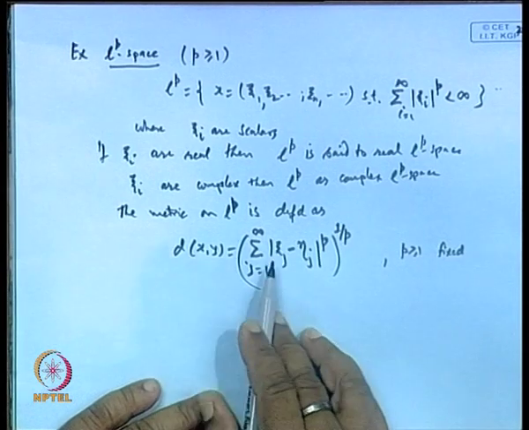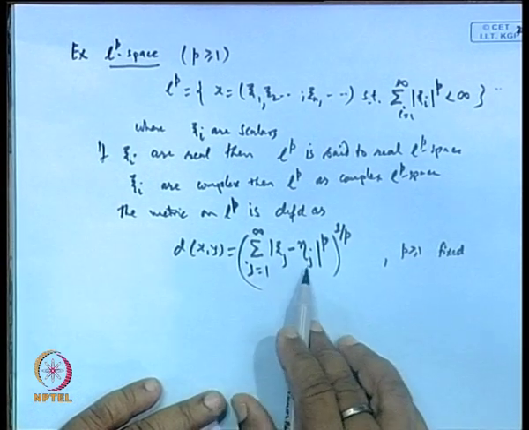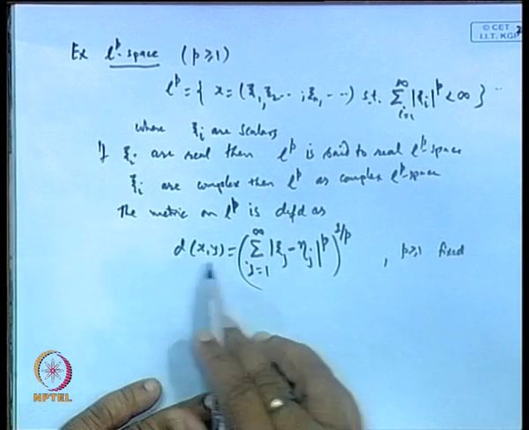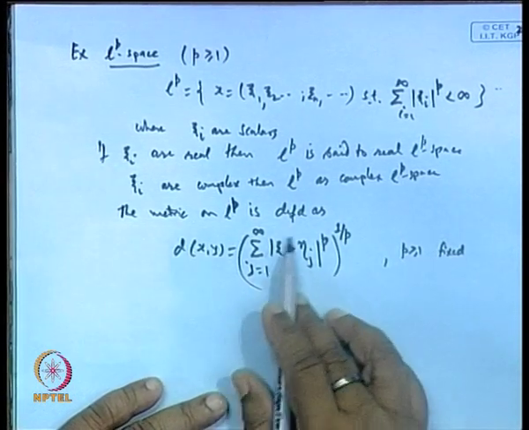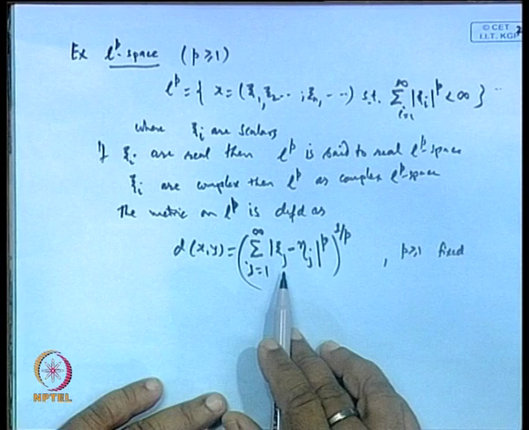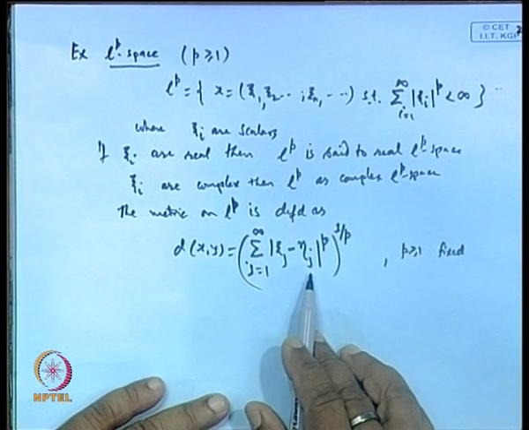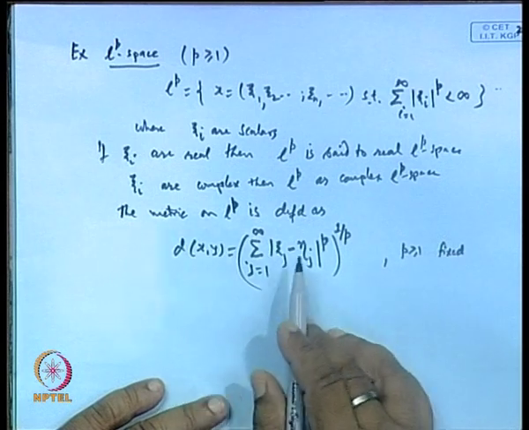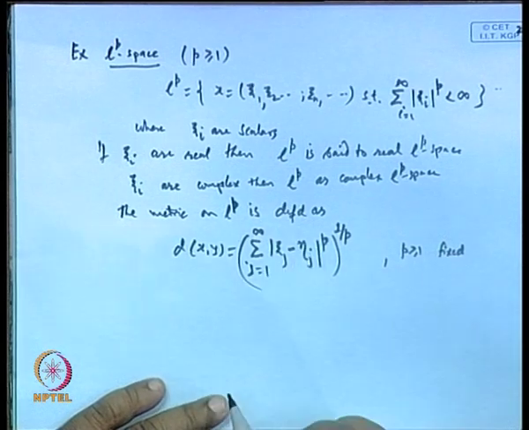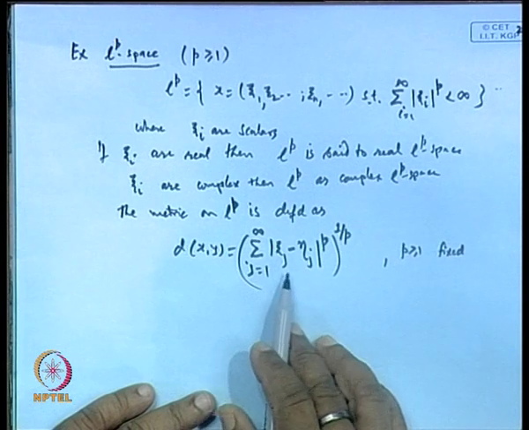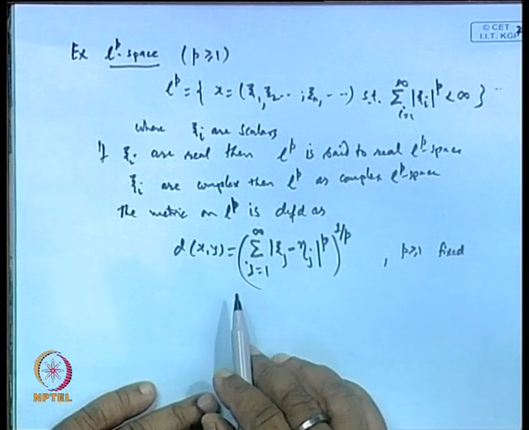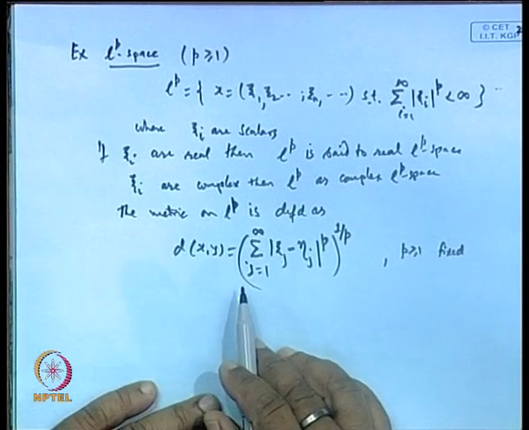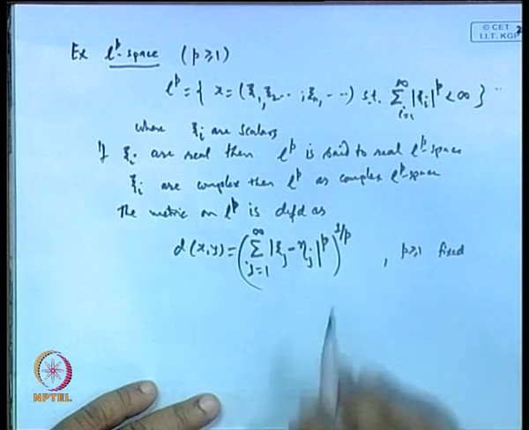Then d(x, y) is equal to d(y, x). If I interchange the position, there is no change. If d(x, y) is equal to 0, then obviously each individual term will be 0 and ξj will be equal to ηj. So, x equals y, and the vice versa is also true. The fourth property, that is the triangle inequality, again requires the use of the Minkowski inequality.